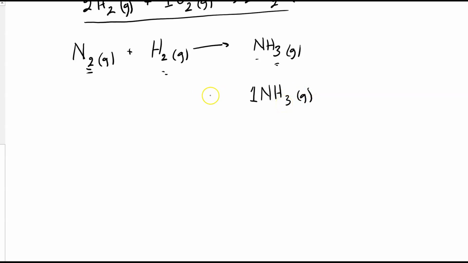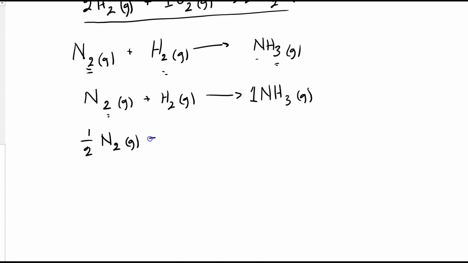Okay. So now it's going to look a little funny, but let's put this here for now, and I'm going to walk through it step by step. Obviously, we're still not balanced, but we notice that if we have 1 nitrogen over here and 2 nitrogens over here, that means we have to multiply this by a half. So if we say, okay, 1/2 nitrogen gas of N2 plus H2 gas yields 1 NH3 gas.